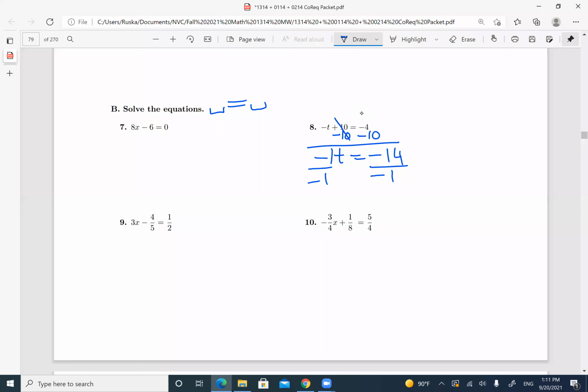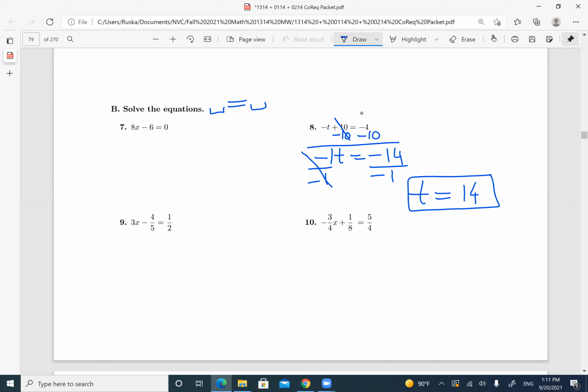Why are you doing that? Because negative 1 divided by negative 1 is positive 1. That's what you want to get. You want to get t equals. And again, on the other side, two negatives give you a positive. 14 over 1 is just 14. So this is the solution of my equation. t is equal to 14.